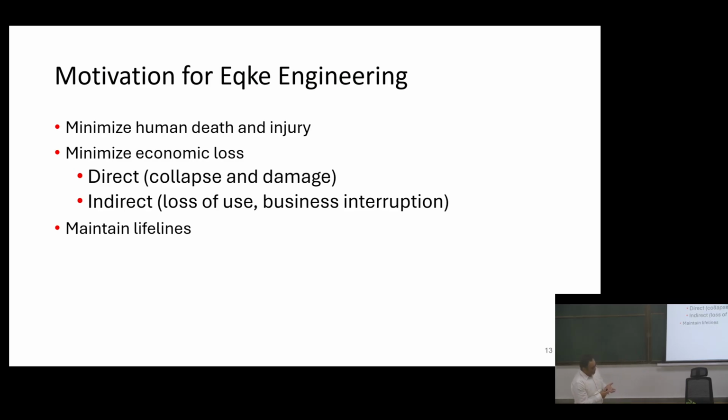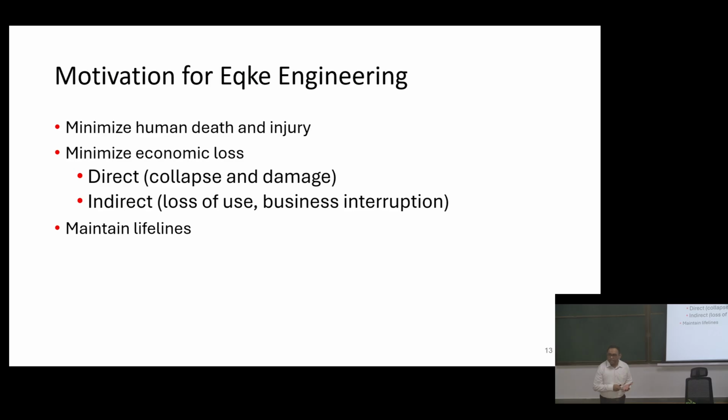So as earthquake engineers or as structural engineers designing for earthquake, our guidelines are: minimize human death and injury, minimize economic loss, and the economic loss could be direct and indirect, and also maintain lifelines. So what do these 3 bullet points mean? Minimizing human loss is pretty simple, right? You have to prioritize life safety. That is a given. And then also you have to look at the economic downtime or economic losses.